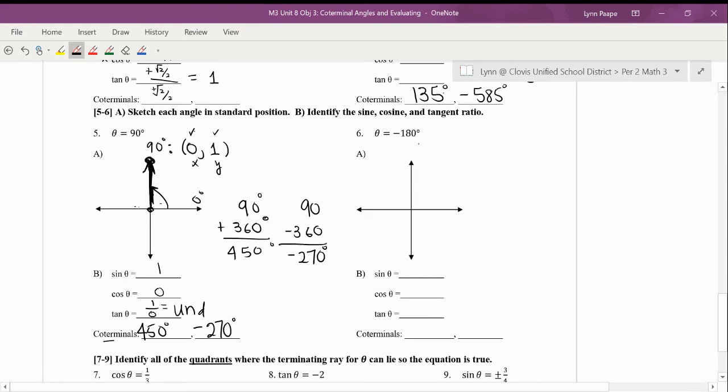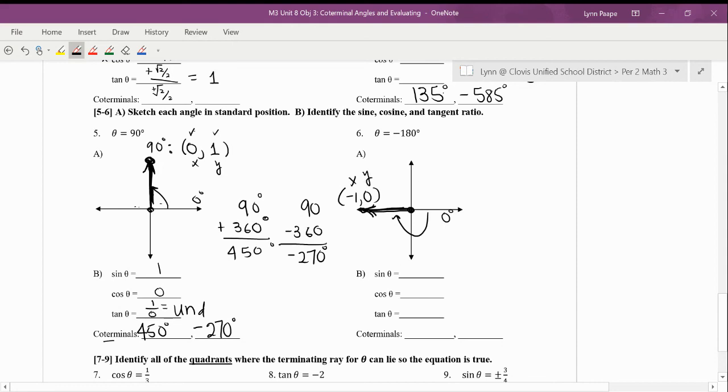All right, and then here we go. So same thing. So we're going to do negative 180. So here's 0 degrees. So negative 180, that's going to be going this way. So there's my sketch. And then because it's a quadrantal, we're going to write the ordered pair. So from here, I'm going to go left 1 unit and then up and down 0. So the ordered pair for this quadrantal is left 1, up and down 0. So my x value is negative 1, my y value is 0.